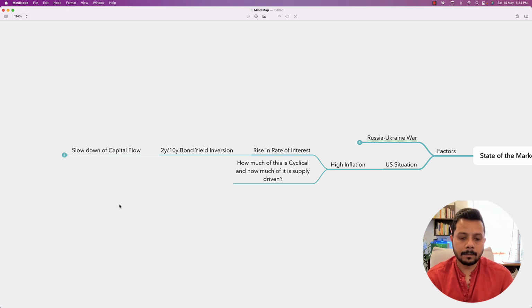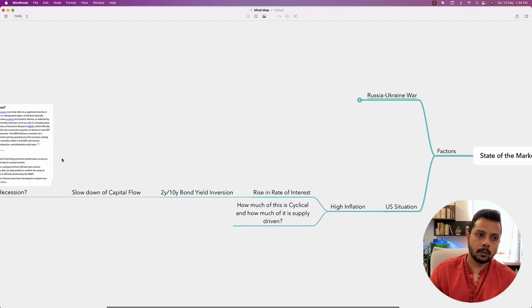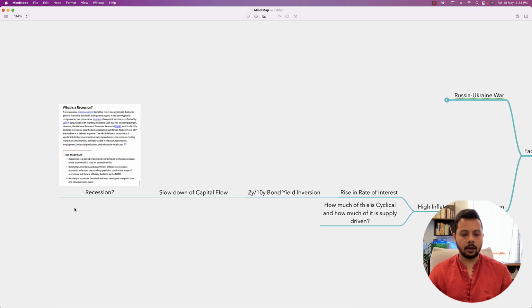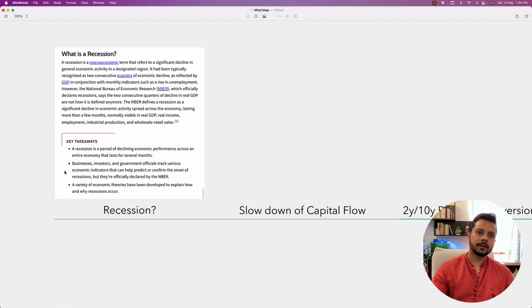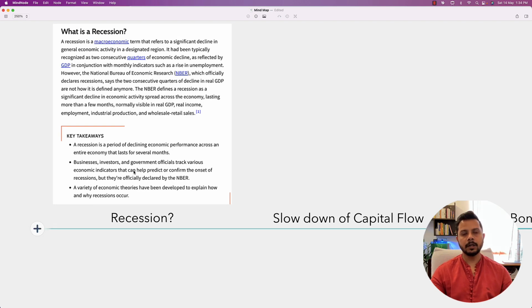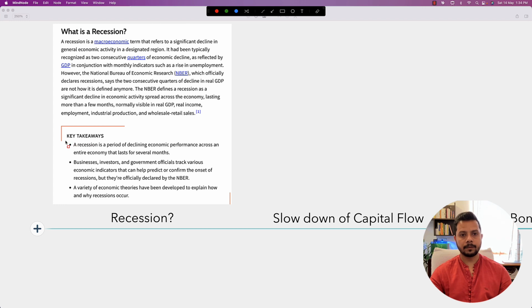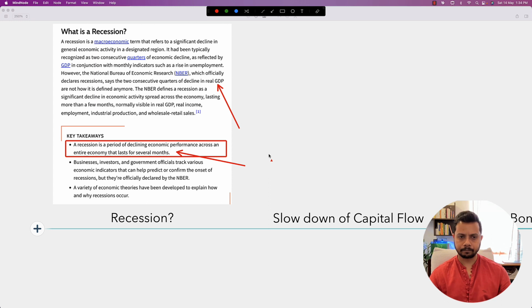Raising capital from the public will become very difficult because it's an economic slowdown that is happening. And after this slowdown, what we tend to see is a recession. This is the logic. I have taken this definition from Investopedia. A recession is a period of declining economic performance across an entire economy that lasts for several months. Especially what they look at is two consecutive quarters of decline in real GDP.